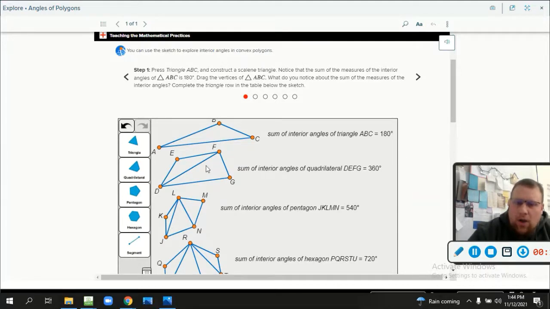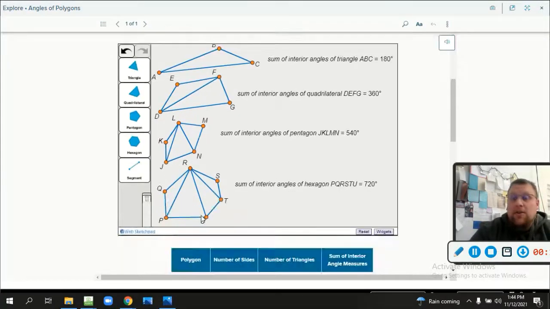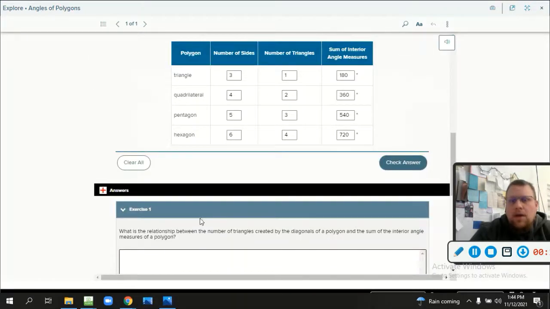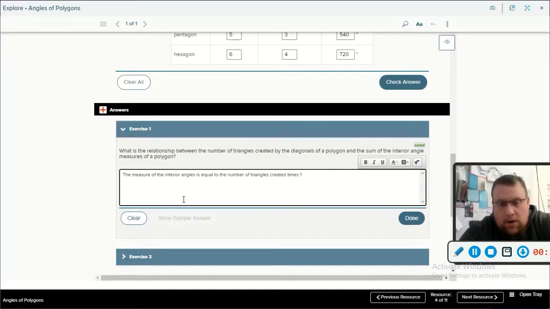Since the angles of a triangle all add up to 180, 2 triangles would be 360, 3 would be 540, and 4 triangles would be 720 degrees. If you went up a shape, it would be 900 degrees because that would be another 180-degree triangle added. All right, so what is the relationship between them? The measure of the interior angles is equal to the number of triangles created times 180 degrees.